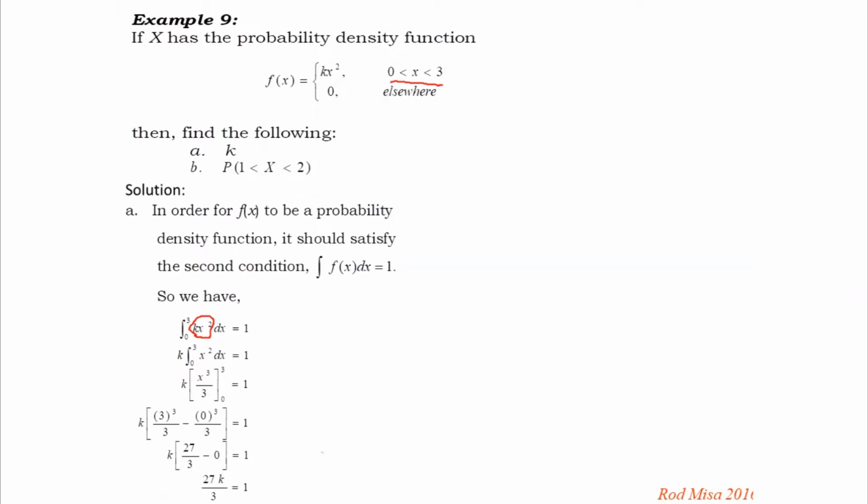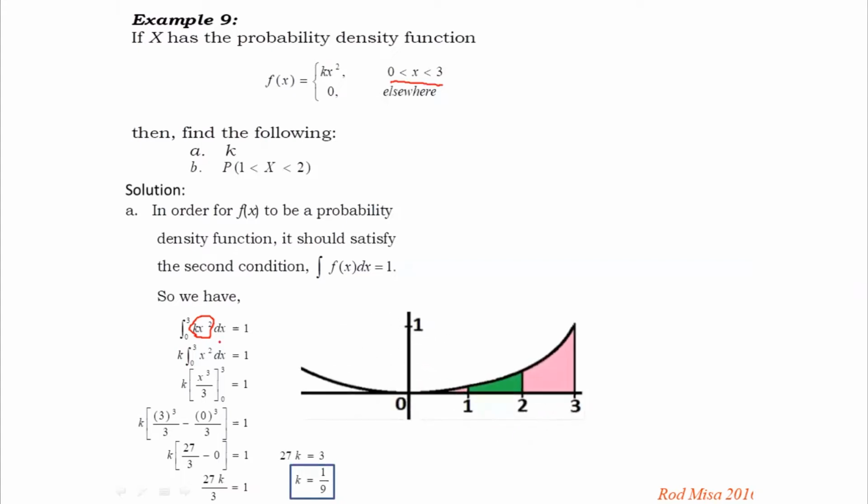And multiplying both sides of the equation by 3, we have 27k equal to 3. And dividing both sides by 27, we have k equal to 1 over 9. Therefore, the value of k is 1 over 9 here. And this can be illustrated by the whole total shaded area under the curve from 0 to 3. And we notice that this area is just approximately equal to 1 over 9 of the whole total shaded area.